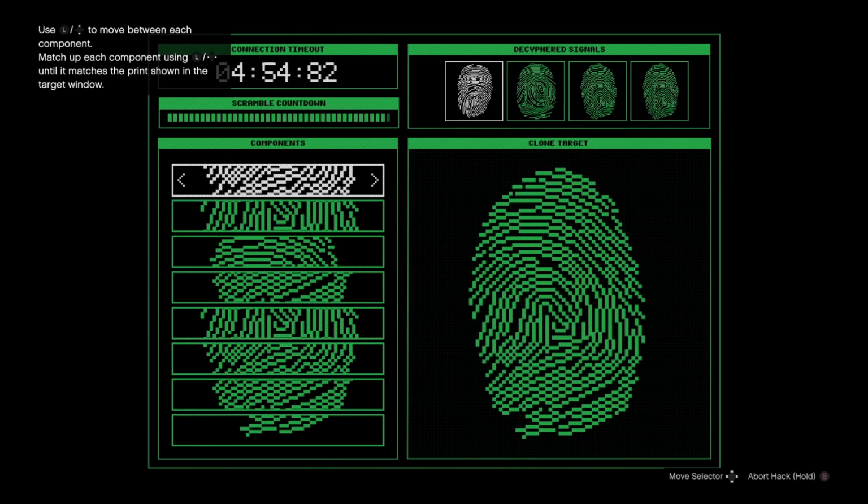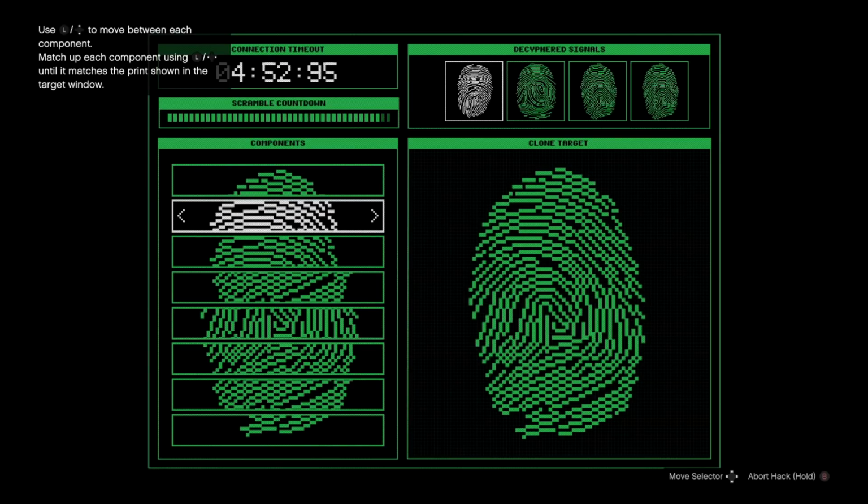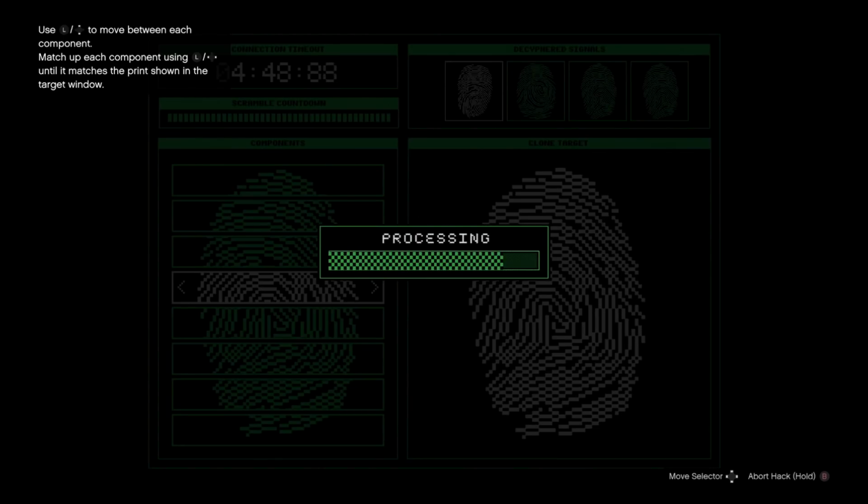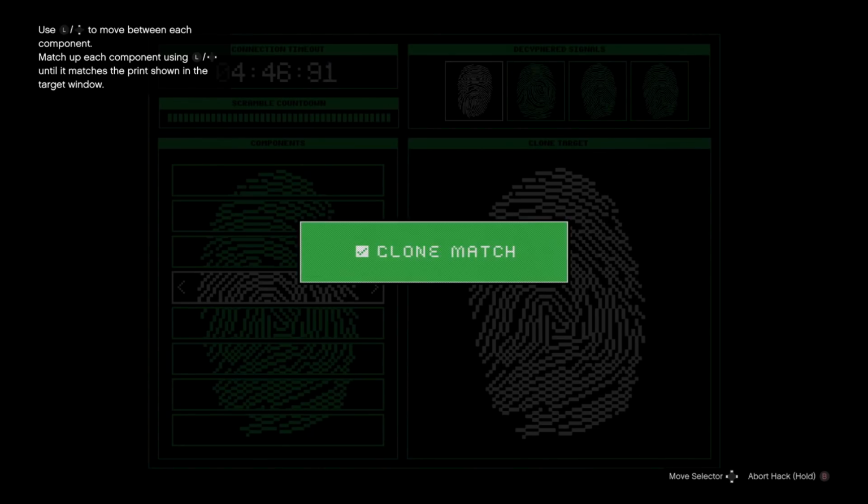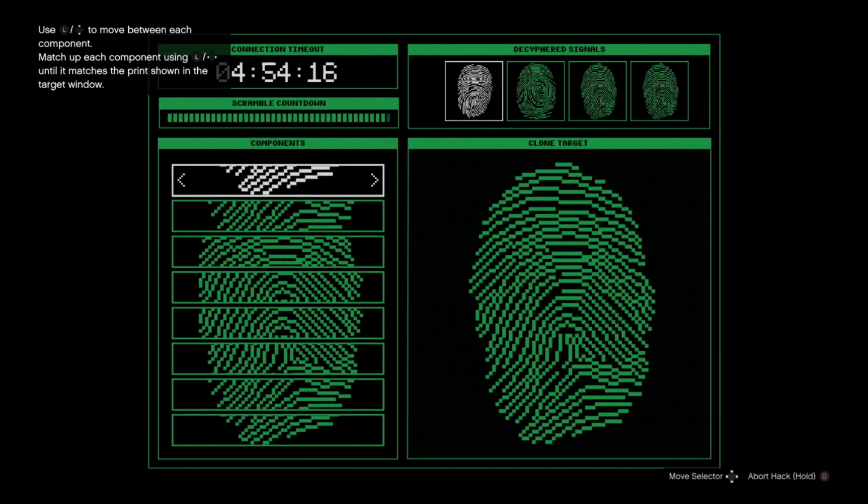The other hacking minigame is the fingerprint cloner. Now this one at first glance seems extremely difficult, and it was for me when I first started doing this heist, but there's actually a really simple pattern to figure this one out. There are 8 sections of the fingerprint, and they actually go in sequential order, meaning the top of the fingerprint is always the first in line, and the bottom of the fingerprint is always the last one in line.